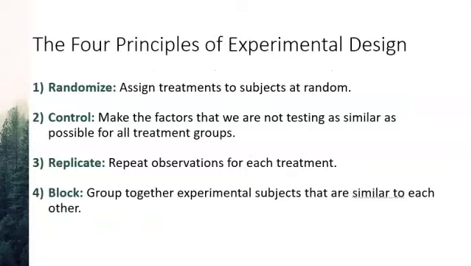Next, we're also going to talk about the 4 principles of experimental design. Once you have established the components, there's also some principles you must follow to make sure your experiment is designed correctly. The first is to randomize. Second is to control. Third is to replicate or repeat observations. And fourth is you can have what's called a block, which means group similar subjects together. We're going to look at each of these in detail.